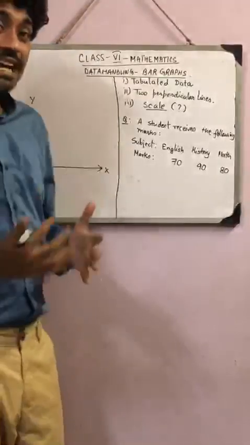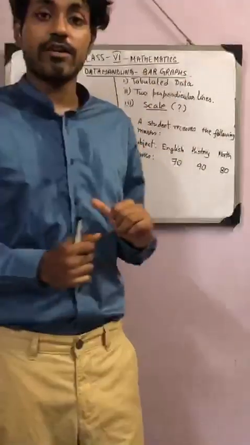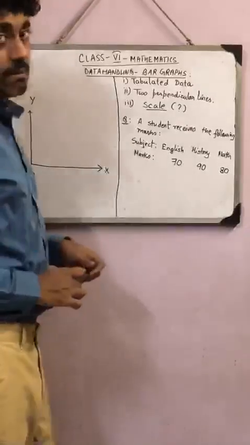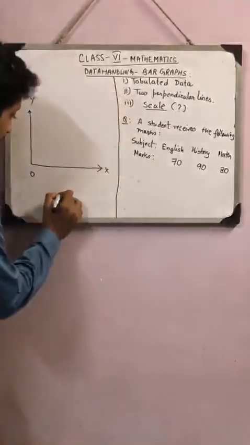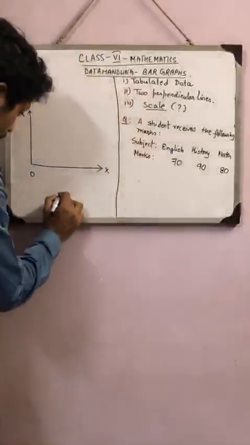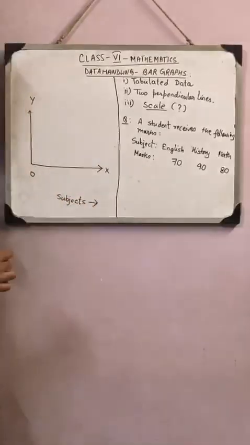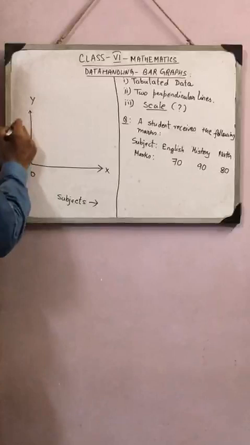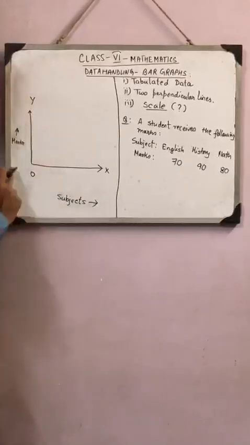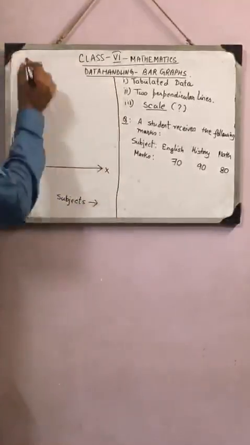Now what do these lines stand for? These two lines stand for the two criteria in the bar graph. That is, what are the two criteria required in the bar graph? One is the subject and one is the marks. So in this case, the non-numerical or non-mathematical parts always go on the x-axis. So the subjects will go on the x-axis and the marks will go on the y-axis. Okay? Now comes the important part, scale.